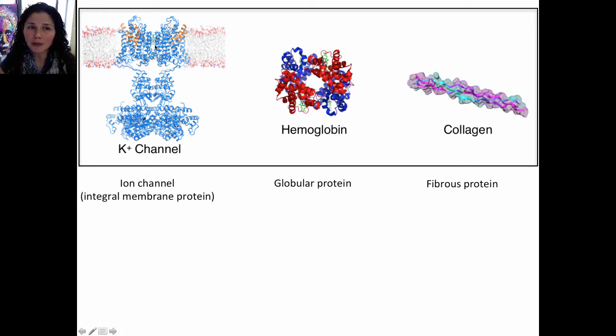If you look very carefully at this picture, there are three little green dots, and these represent potassium ions inside the potassium channel.